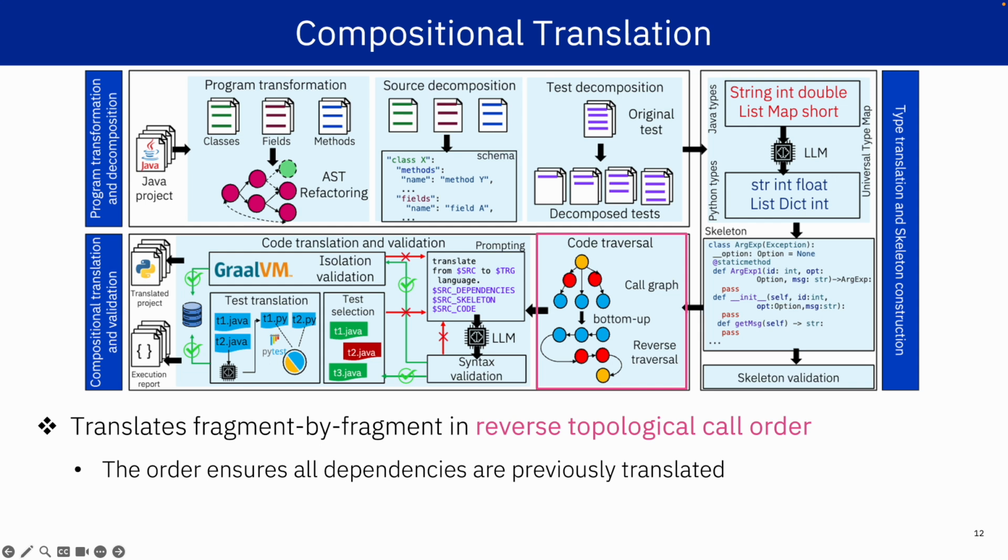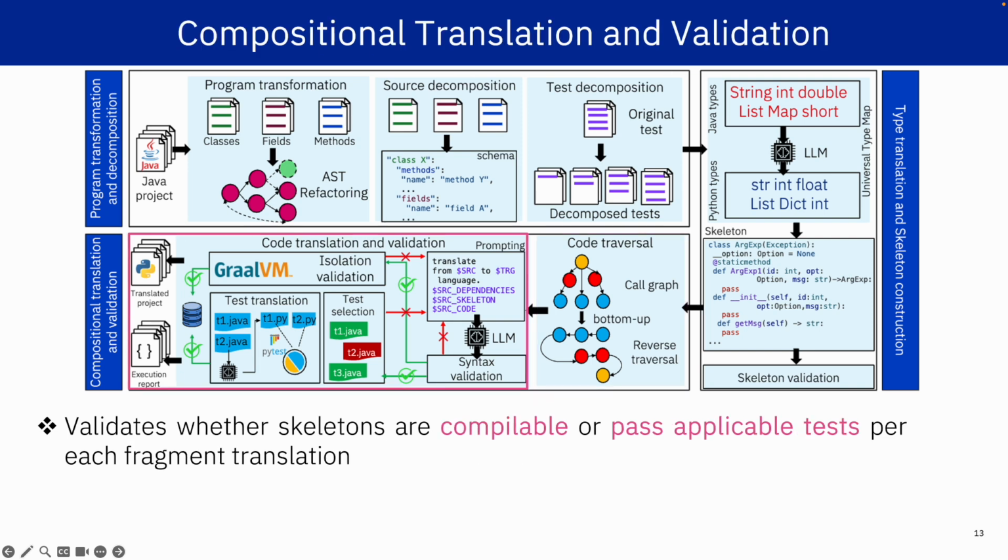The next component is the compositional translation and validation phase, where we reverse the fragments in a topological call order and make sure that the fragments with no dependencies are translated first, and then fragments with dependencies are translated later. This makes sure that we always translate a fragment whenever all its dependencies are previously translated. Next, we create the prompt using the skeletons that we built ahead of time, and ask an LLM to provide a translation based on the context that we provide for it.